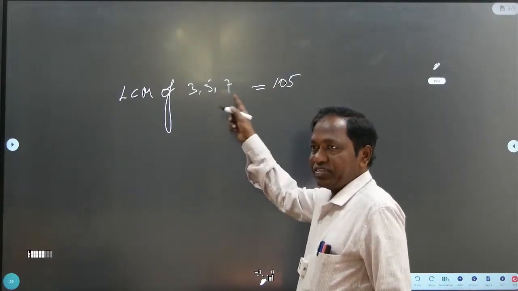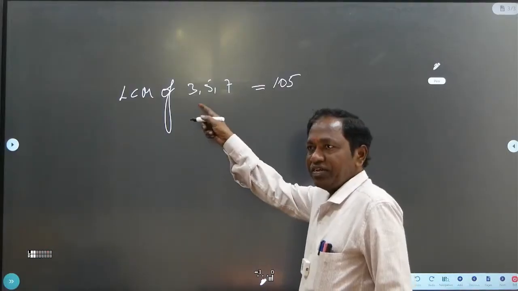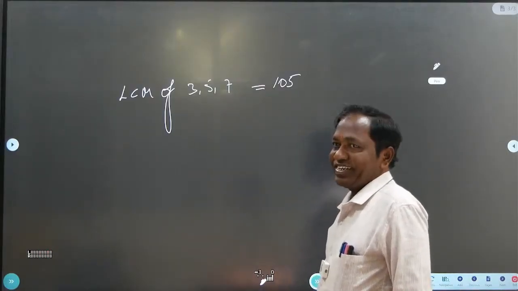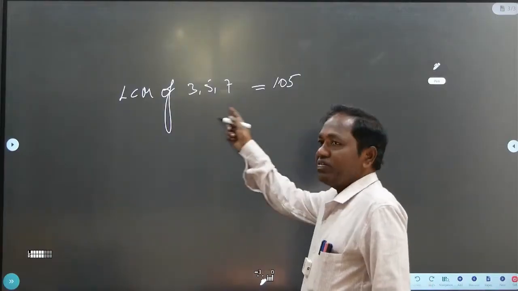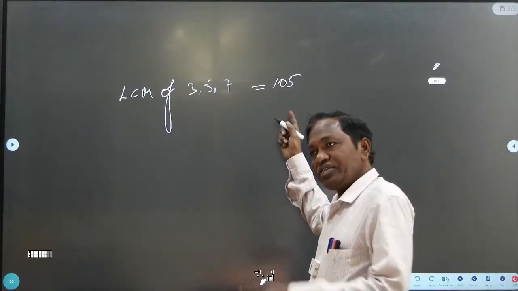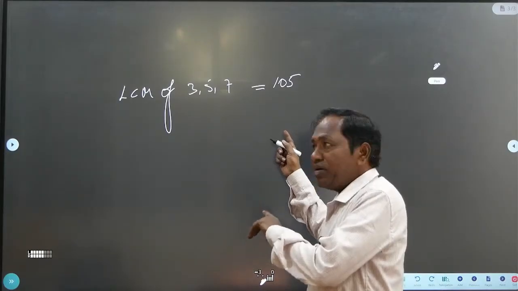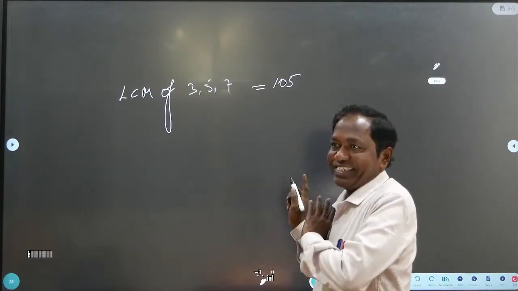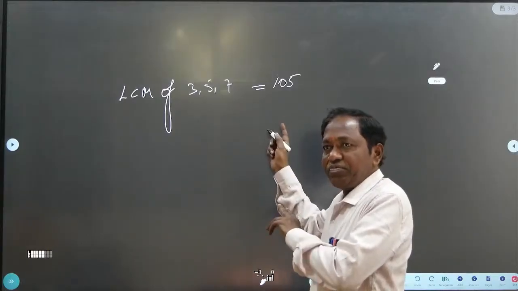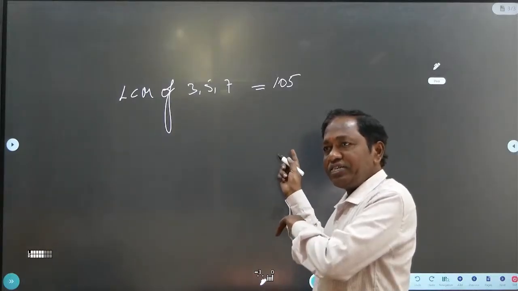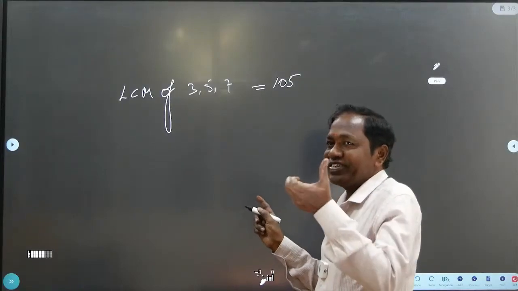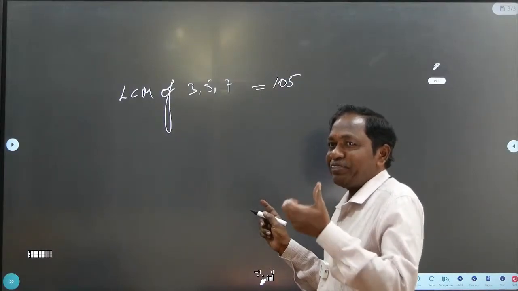So 105 is divisible by 3. It means 105 is a multiple of 3, a multiple of 5, and a multiple of 7, because 105 is a product of 3 numbers. When the product of 3 numbers is taken, the resultant number is a multiple of the given numbers. That language we need to know here. The questions are framed like that.